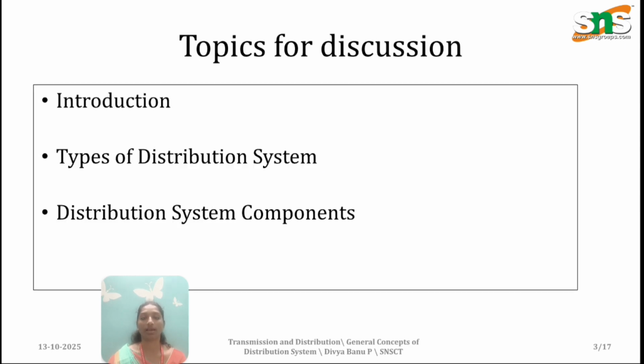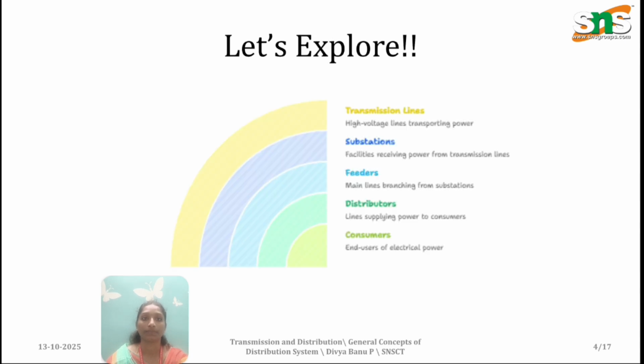In today's class, we are going to discuss the introduction, types of distribution systems, and distribution system components. Let us explore something before going into the topic. The transmission line is a high voltage line transporting power. It transports power to the substation, which facilitates receiving power from the transmission lines.